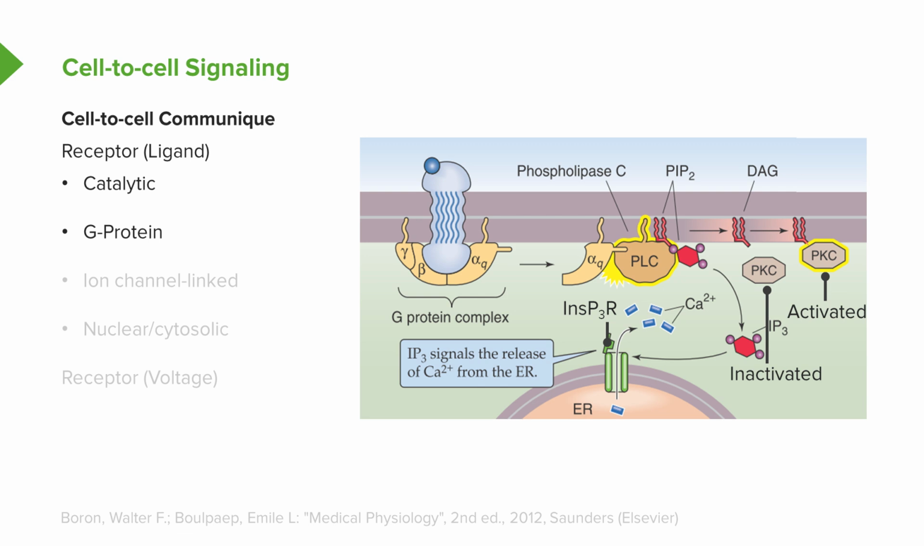IP3 then can move throughout the cell and do other tasks, such as bind to IP3 receptors within the cell and release substances from the endoplasmic reticulum. The DAG molecule can activate other proteins and phosphorylate them, such as protein kinase C. So you can see here how you can have a multitude of responses simply by signaling one enzyme. A lot of different things can happen within the cell.